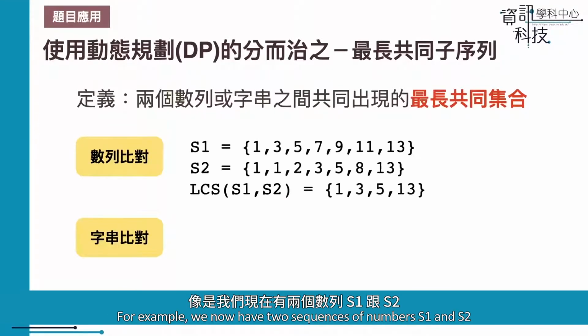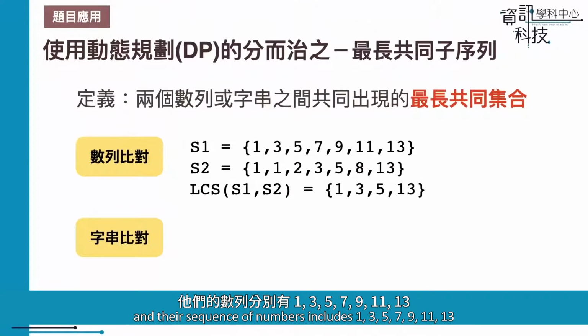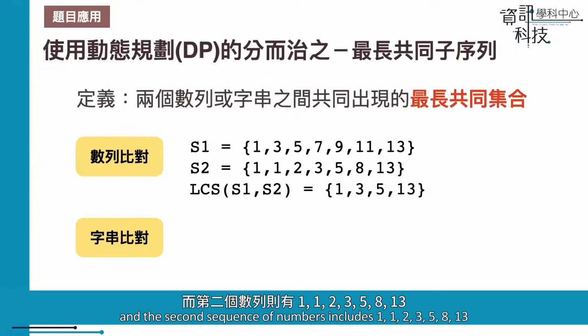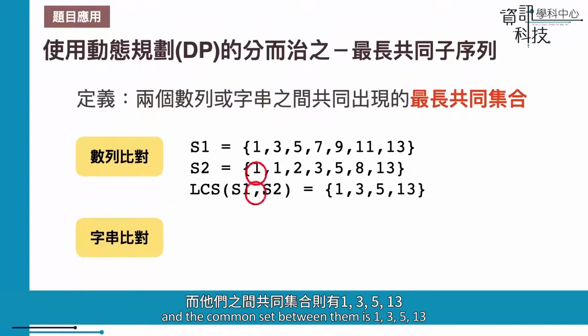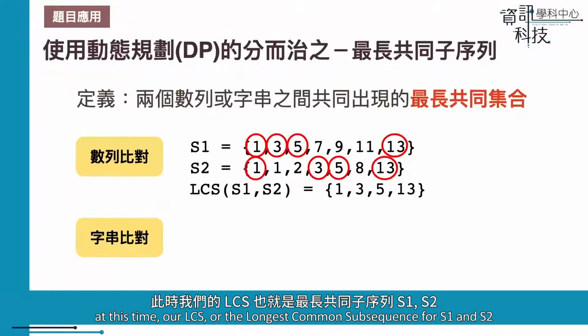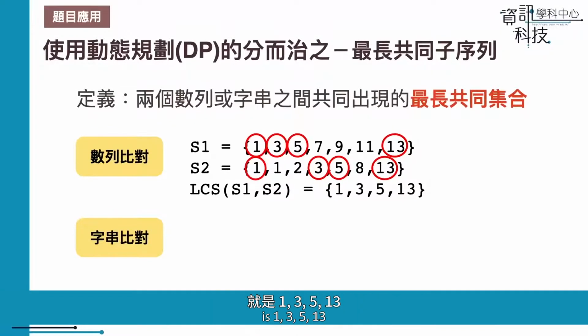For example, we now have two sequences of numbers, S1 and S2. The first sequence includes 1, 3, 5, 7, 9, 11, 13, and the second sequence includes 1, 1, 2, 3, 5, 8, 13, and the common set between them is 1, 3, 5, 13. At this time, our LCS, or the longest common subsequence for S1 and S2, is 1, 3, 5, 13.